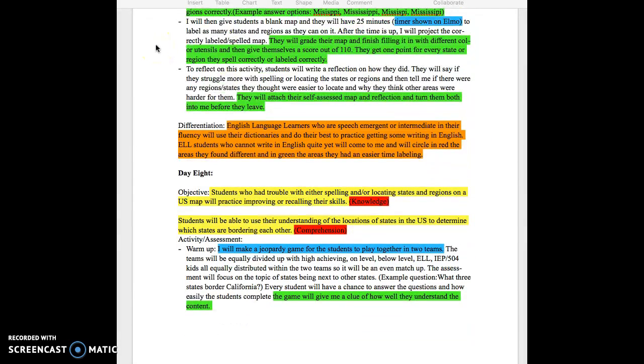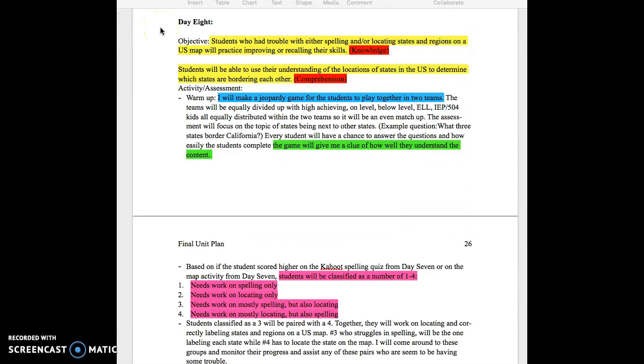And then as far as differentiation, it is kind of the same thing. They're going to have access to those dictionaries. We're going to have a bilingual student at hand. But instead of the journal reflection for those early emergent students, or maybe the pre-production, they're just going to circle in red what they have trouble with, and the areas they find easy, they're going to circle in green. So I still get to communicate with what they're having trouble with, and I get to understand what I need to review with them more.